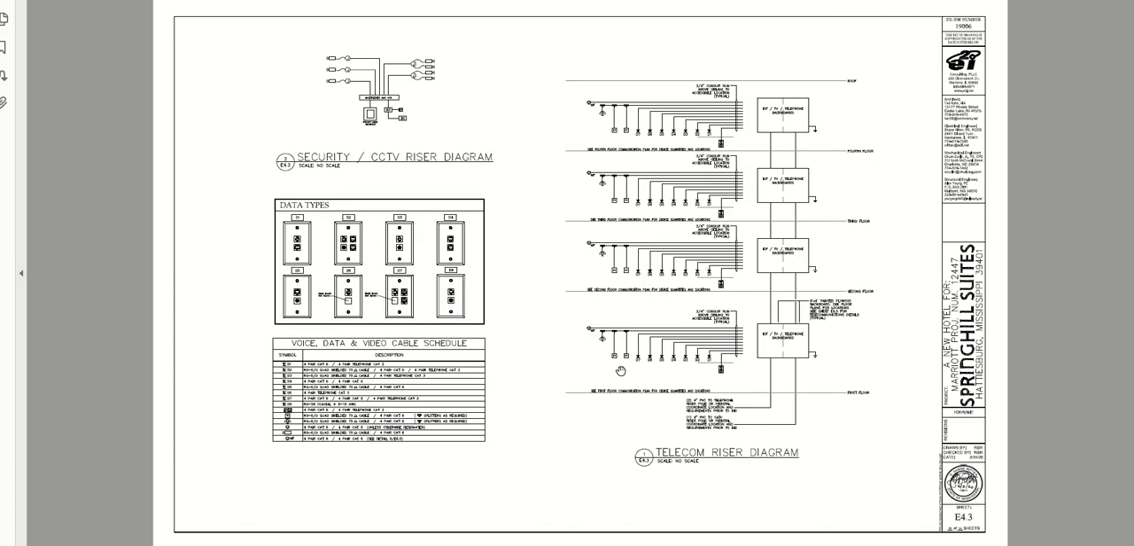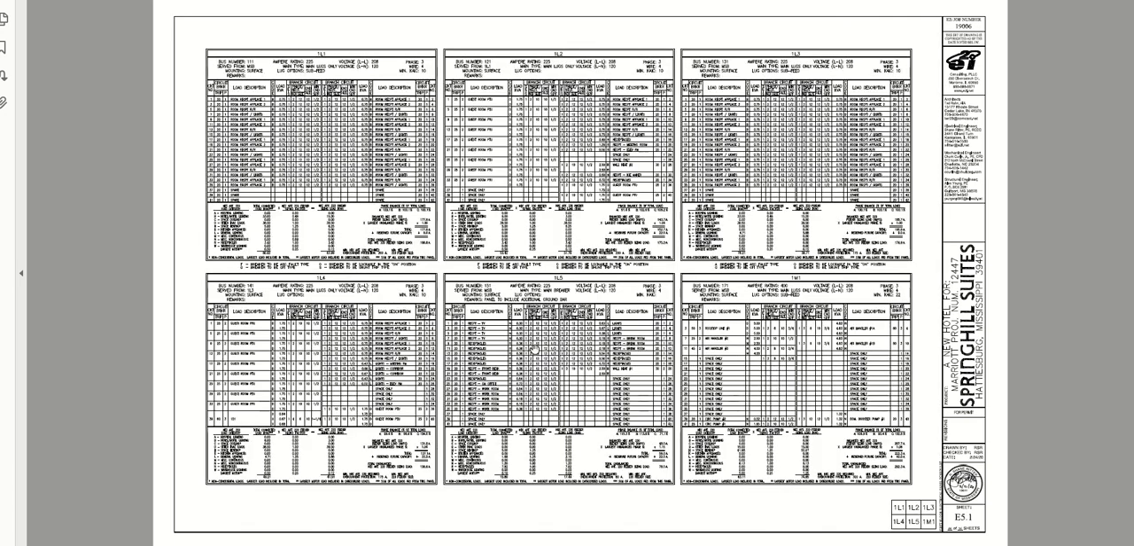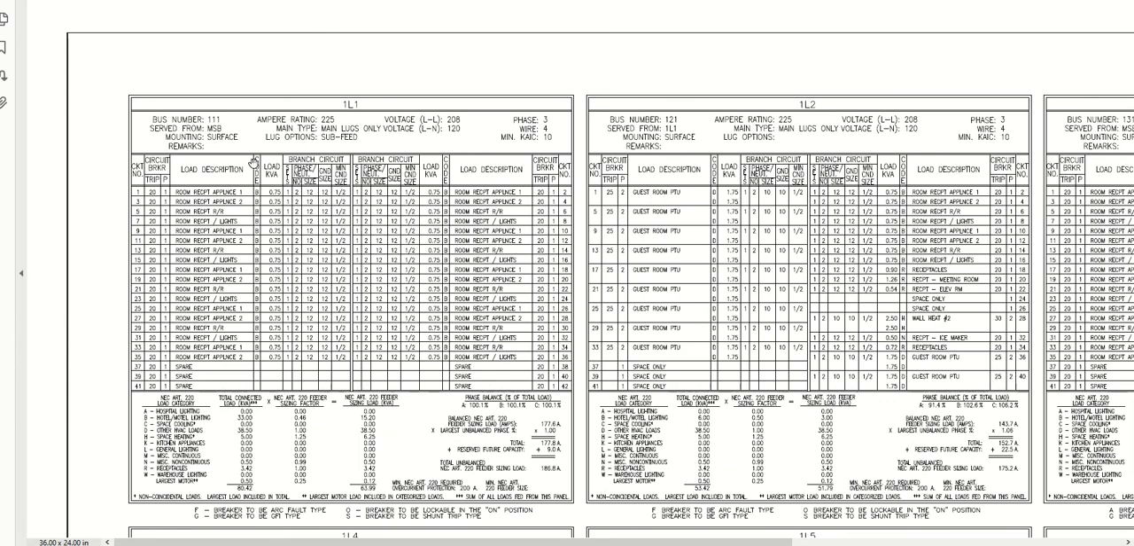It's fire alarm, we'll come back to that. This is telecom riser, we'll come back to that. So then we'll have several pages of panel schedules, which is typical. And so like 1L1, you can see everything in that and the code schedules.